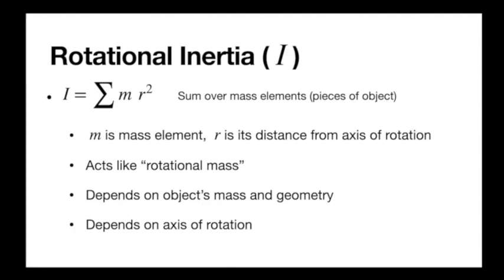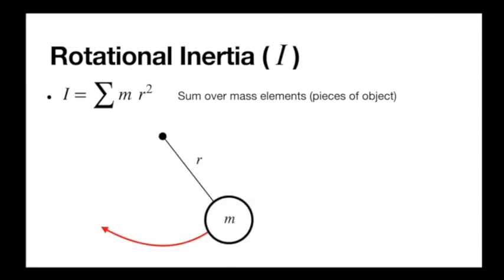So let's do some examples to calculate it. In this case, we only have one mass element. We just have a mass m, and it's rotating around this point. So our axis of rotation is this point, a distance r away. It's like a ball swinging in a circle on a string, maybe. So here our sum is just one element. It's just the mass of the object times its distance from the axis of rotation squared. So here I is just mr squared. That's the simplest it can be.